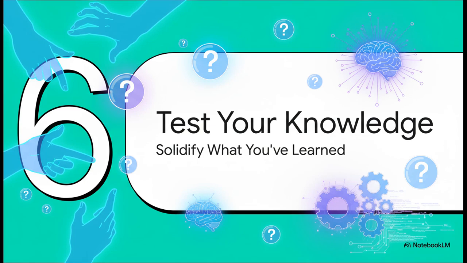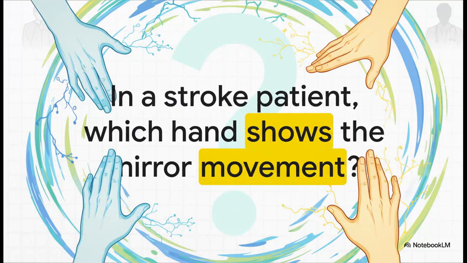Okay, time to see if everything we've talked about has really sunk in. Let's do a few quick questions to solidify these concepts. And the answer is the unaffected hand. Remember our reasoning? That strong motor signal to the weak side spills over because of a loss of inhibition from the damaged side of the brain.